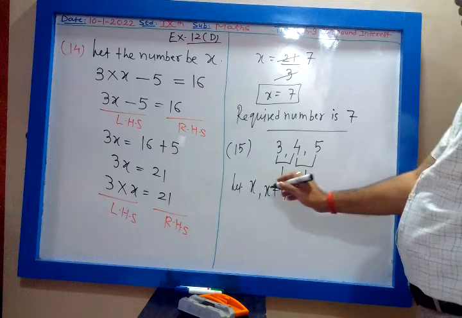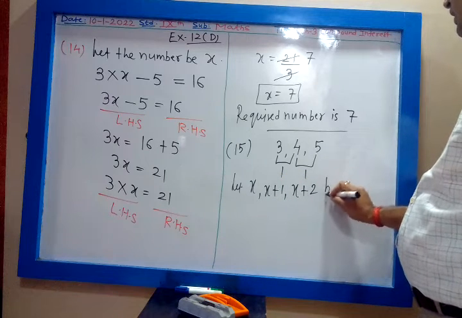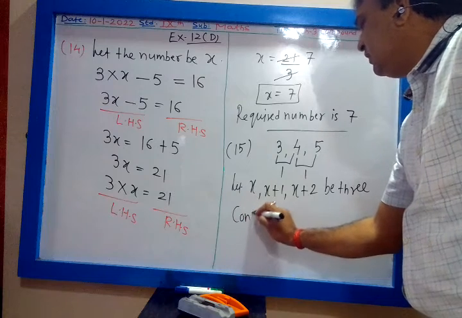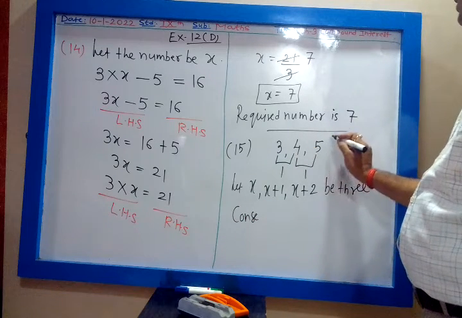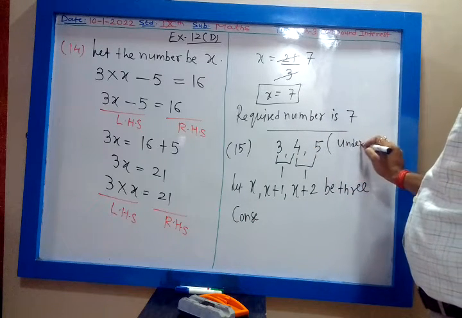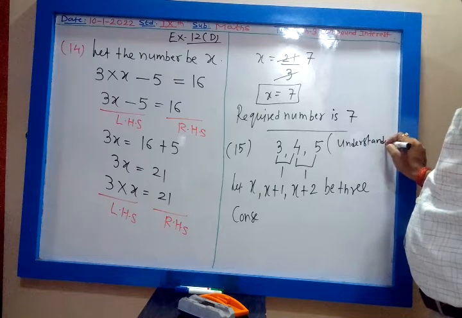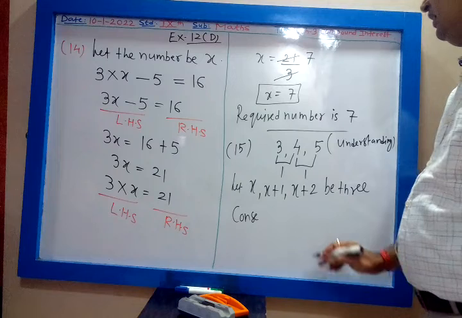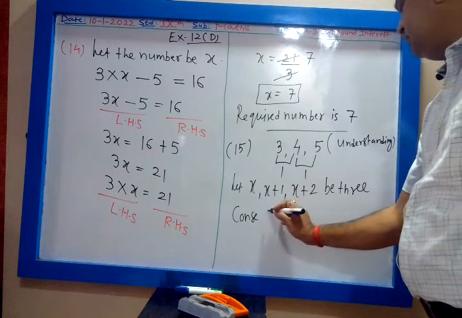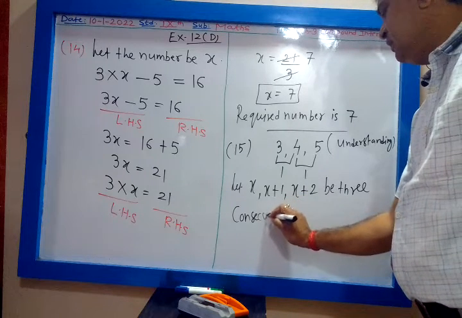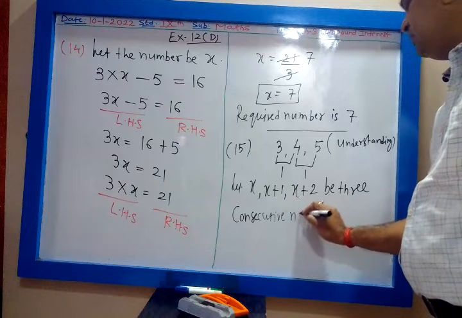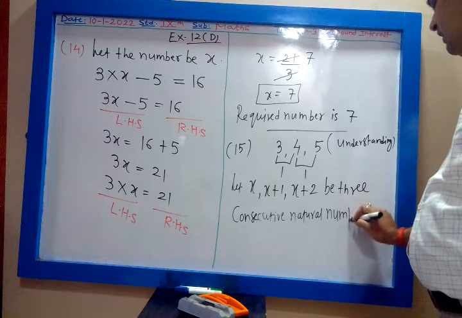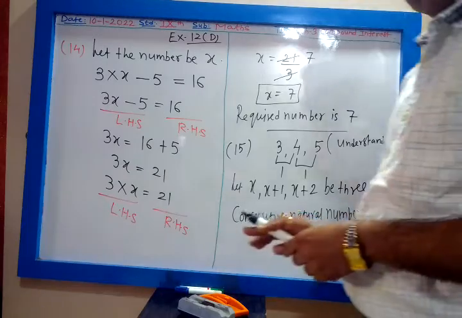Write down. Let x, x plus 1, x plus 2 be three consecutive natural numbers. I have written this for your understanding, how you should select natural numbers. Through three consecutive natural numbers we take x, x plus 1, x plus 2.